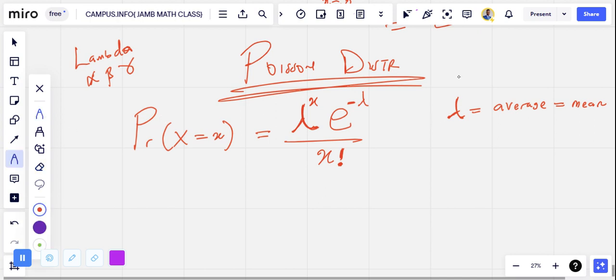And this lambda, what I've noticed so far is that the values I always have for my lambda, so far that I've seen, always range from 1 to 10.